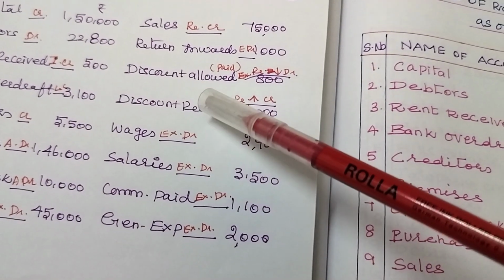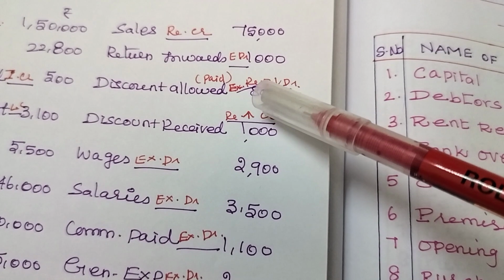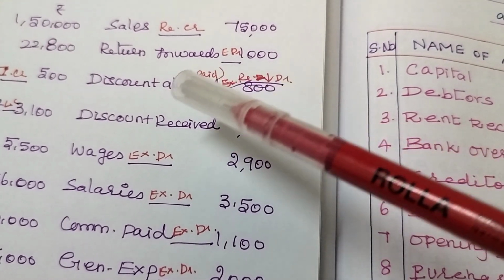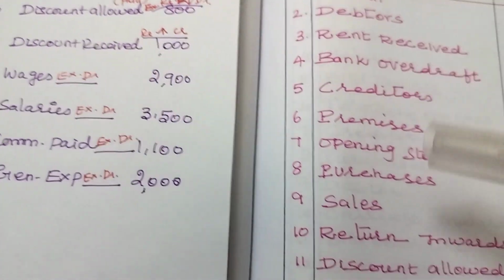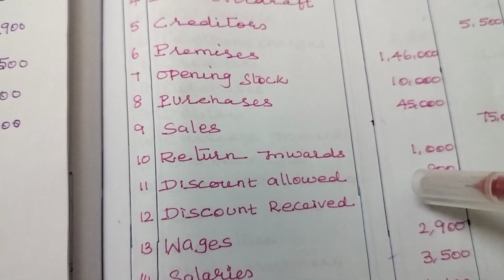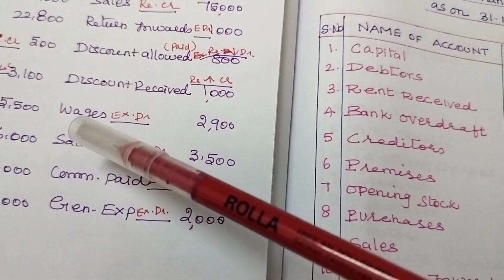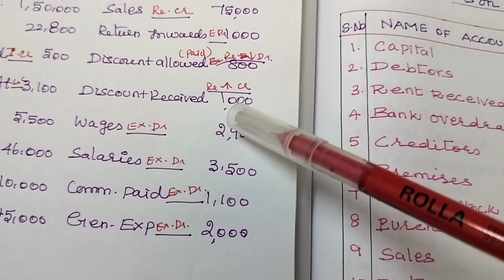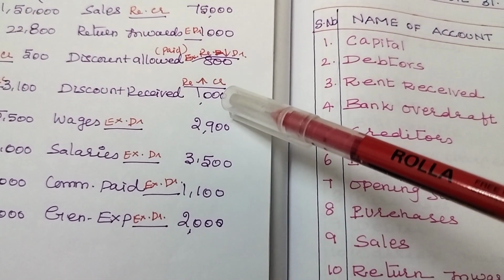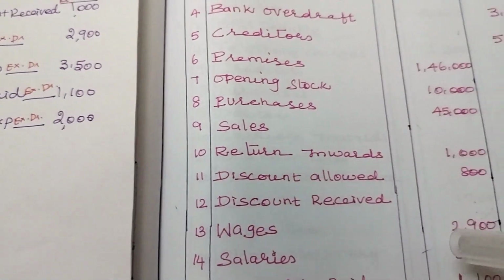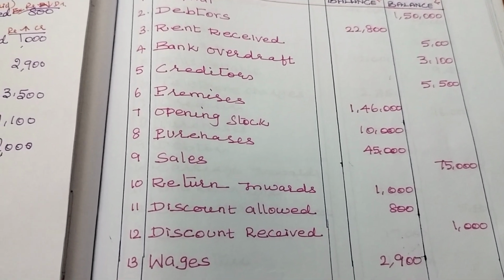Then discount allowed. This is a revenue account. So the revenue account decreases because you paid the discount. Whenever the revenue account decreases, we debit the revenue account. So discount allowed rupees 800 is entered on debit balance. Then discount received 1,000 rupees. Discount received is revenue. Whenever revenue increases, we credit the revenue account. So discount received 1,000 rupees is entered on credit balance because we credited it.